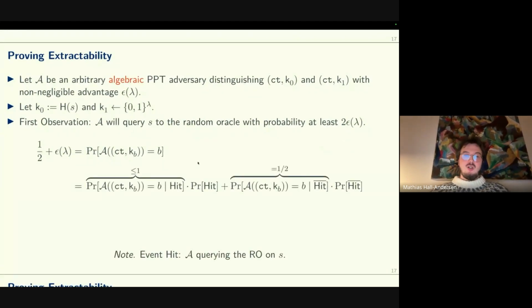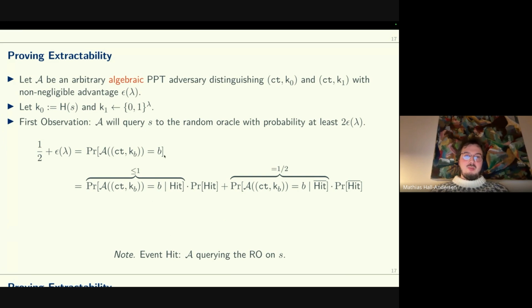Okay, so in order to do that, we're going to introduce an event, which we call hit. The event simply says that the adversary queried the random oracle. So in other words, he queried H on S.